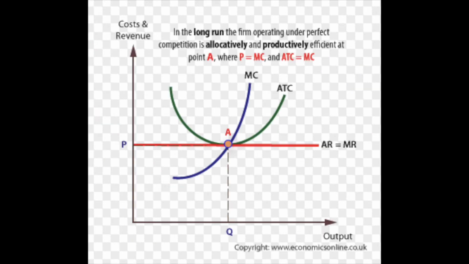Perfect competition is the most efficient market structure. They are allocatively efficient because price, which is the same as marginal revenue, will always equal marginal cost. Because they are earning normal profits, price, marginal costs, and the minimum of the ATC all intersect at the quantity supplied, making it very efficient.